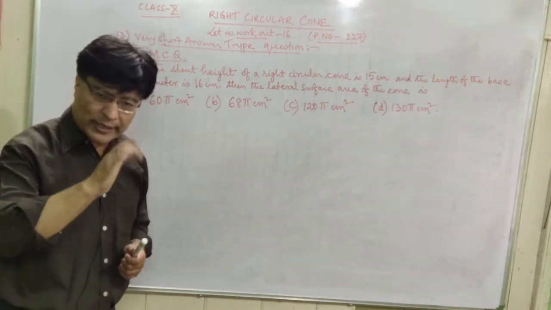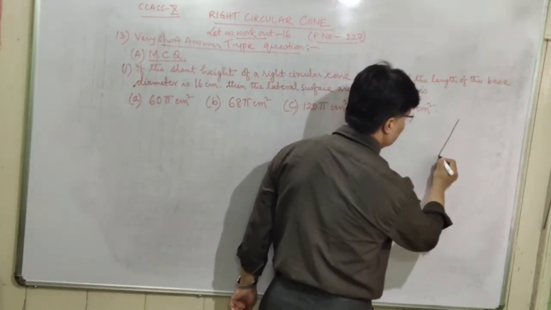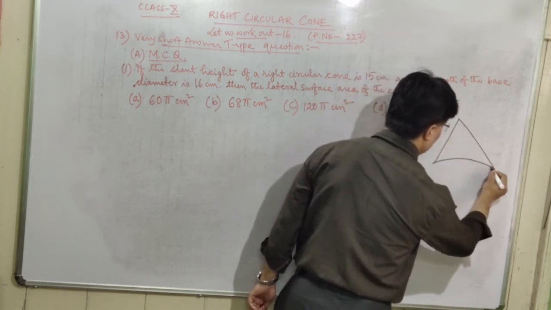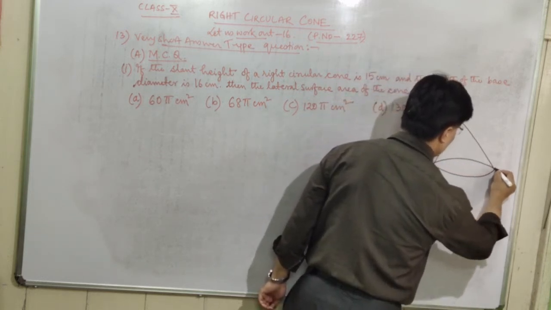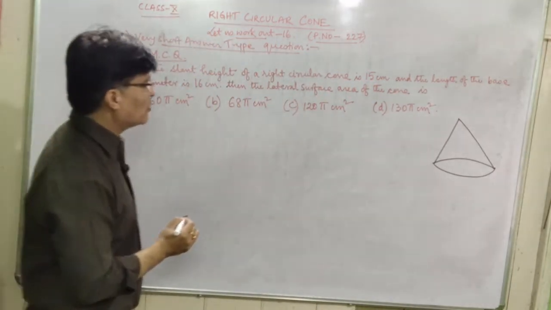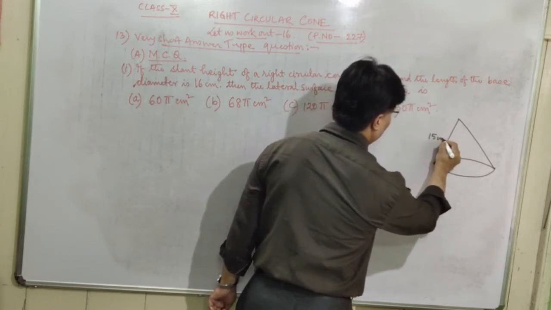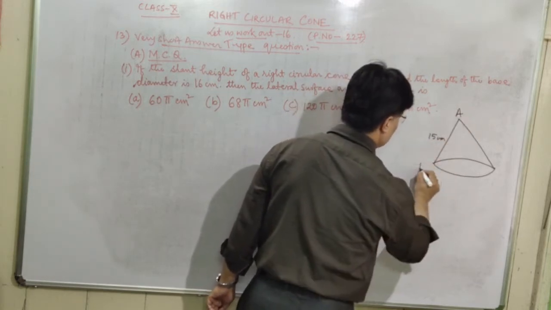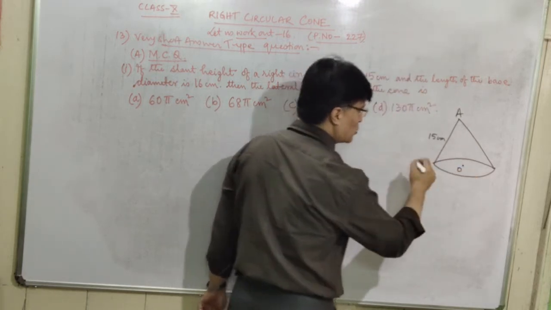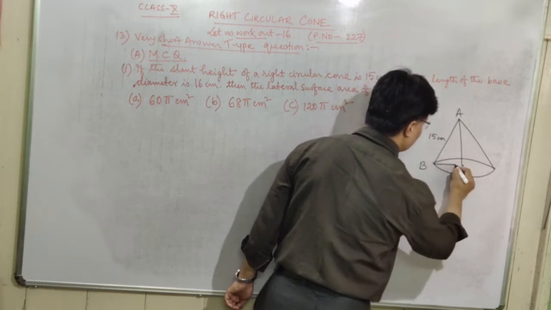Slant height means the slanted height. You should also draw the cone; it is easier to do cone problems by drawing the cone. So this is the cone, right? If the slant height of a right circular cone is 15 centimeter, so this slant height is given as 15 centimeter. Suppose this is A and this is B. This is the center of the circular base. And this AO is the vertical height.